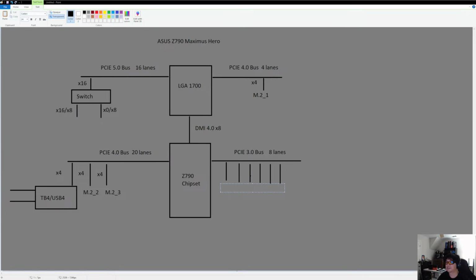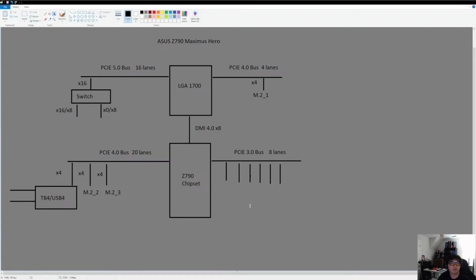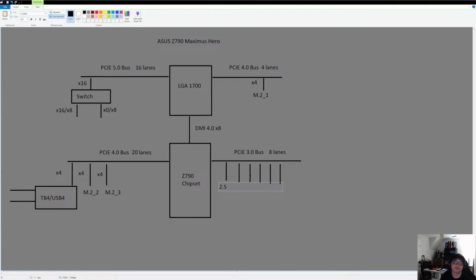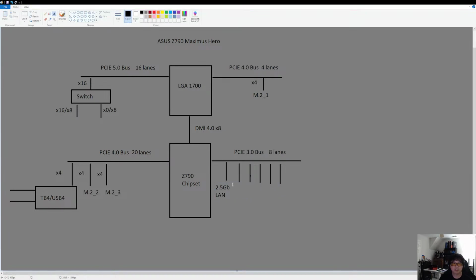Okay, well, that's how I was going to do it anyway. But anyway, what they can do with all these 8 lanes is this. So the first one is your 2.5 gigabit LAN. The second one is going to be Wi-Fi. We don't really need to put LAN there. I'll just say LAN. And then this guy's Wi-Fi 6. Then you have some SATA stuff.